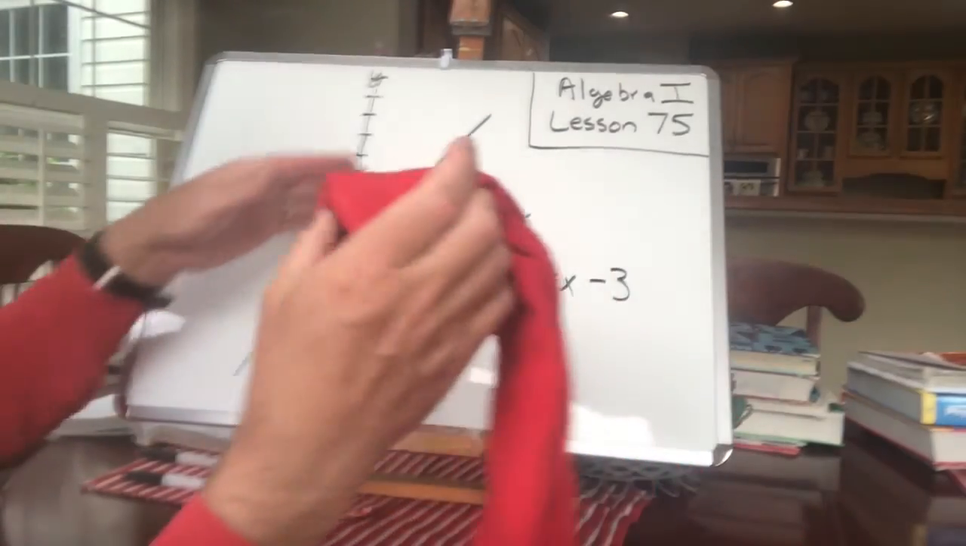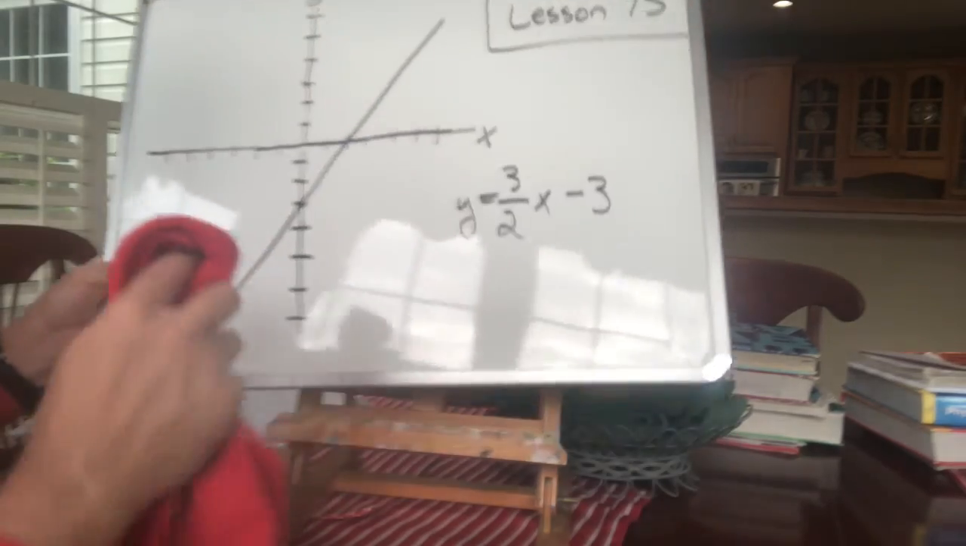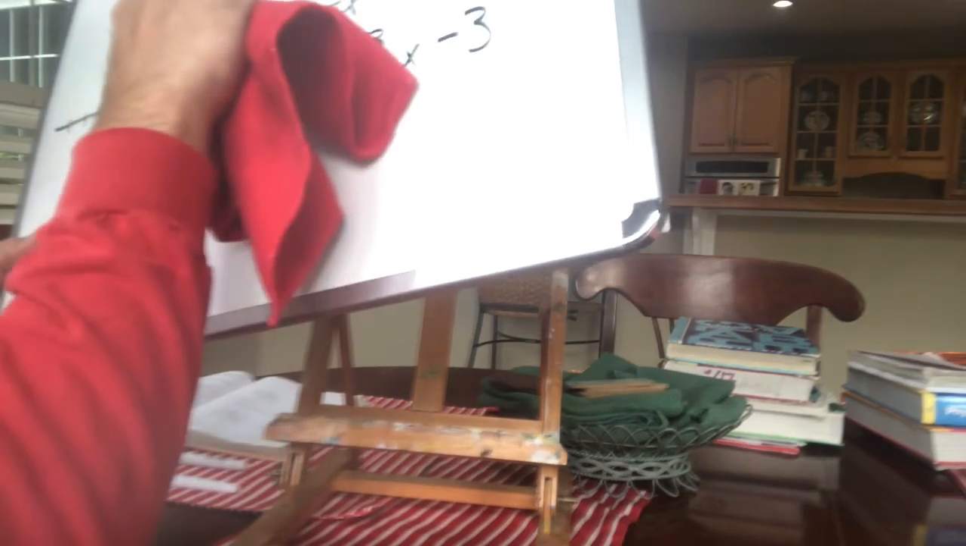Now I made it hit nice points, and so it was pretty easy, but that's how you would figure out the equation of a line that they give you, all right?